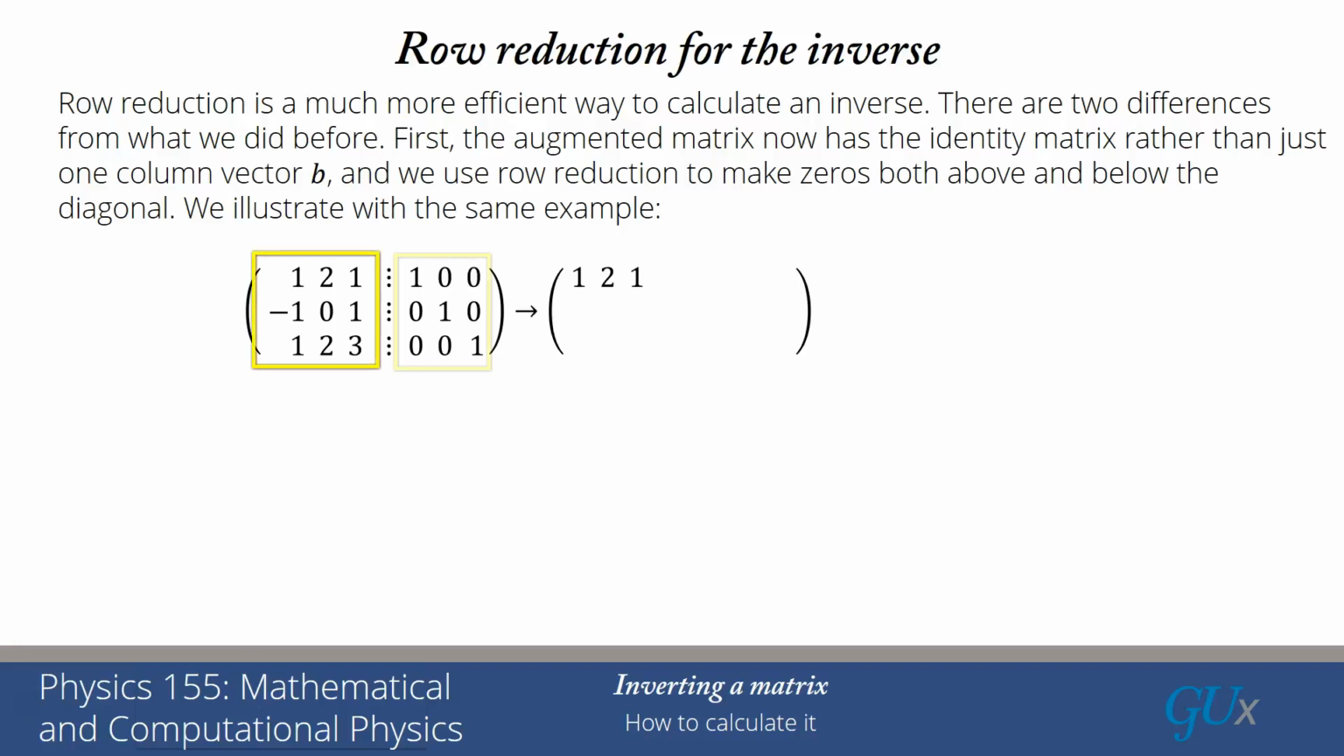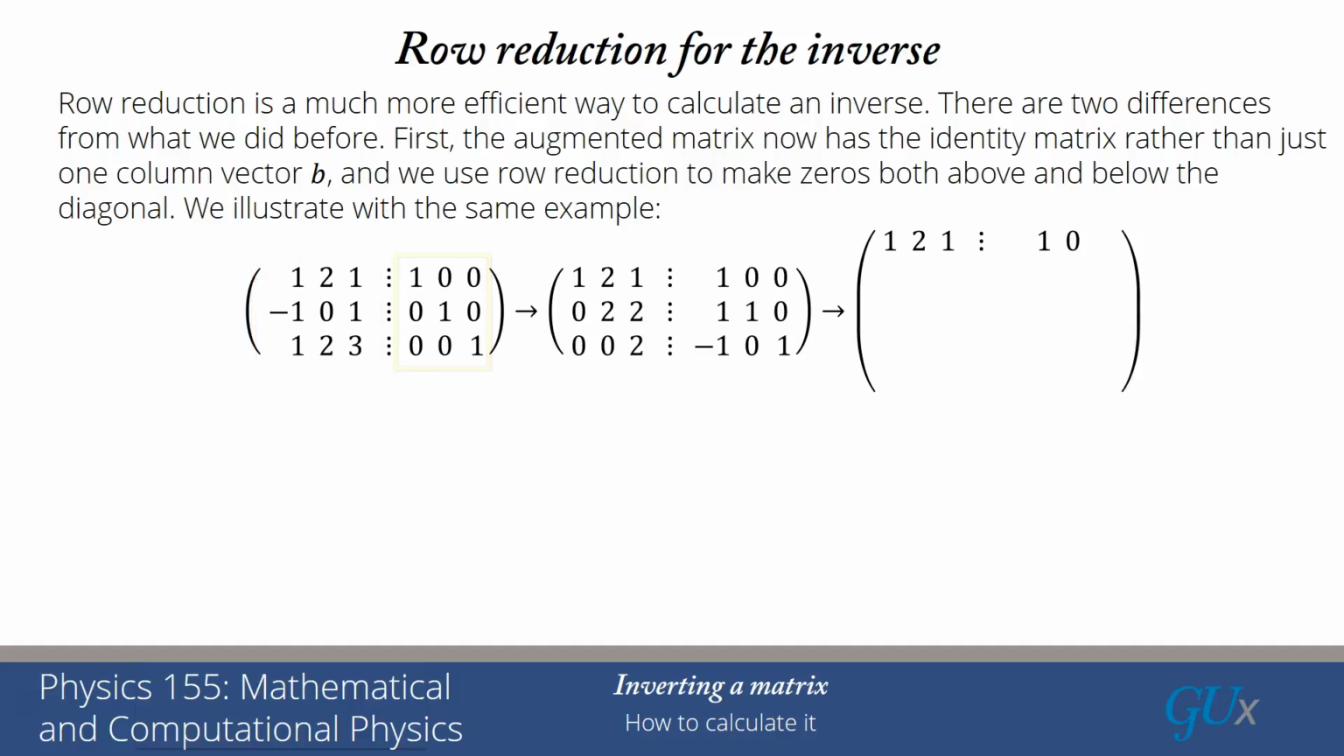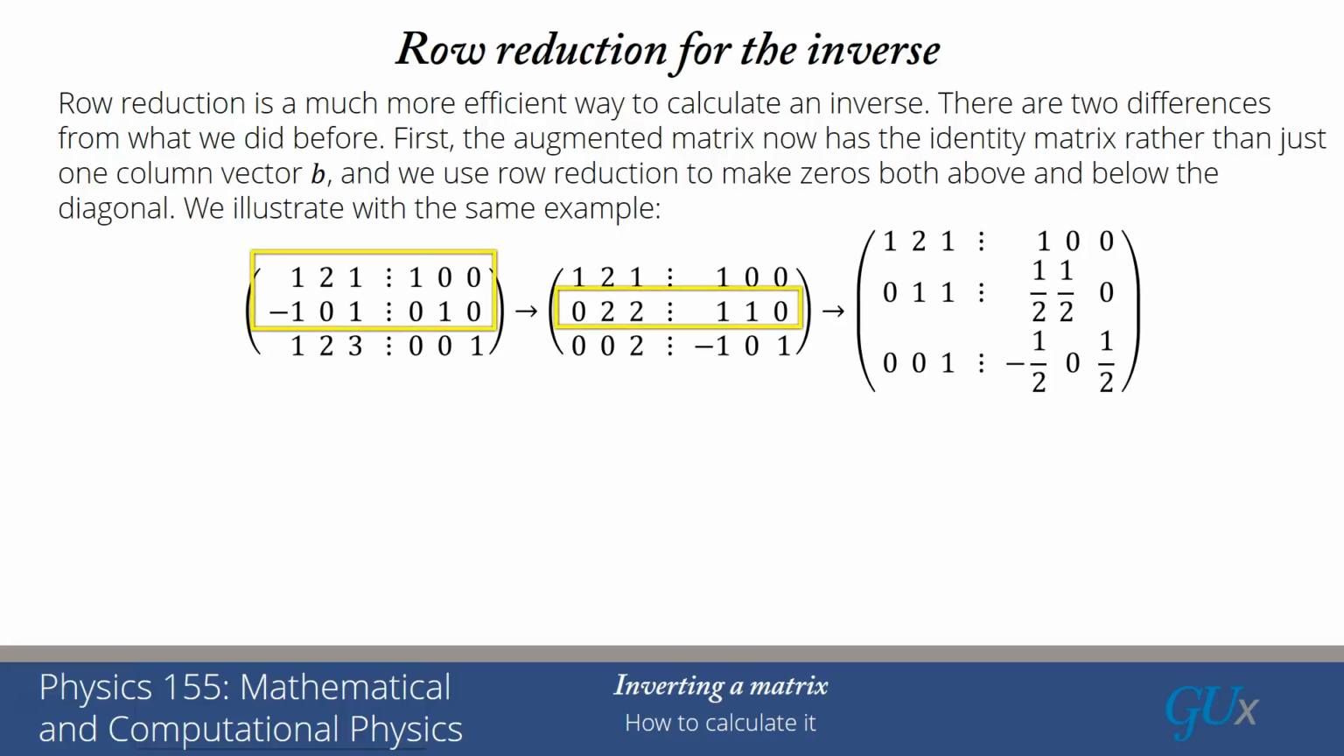We have the original matrix A on the left, we have the identity matrix on the right, and now I'm going to make zeros in the first column below, in the second and the third row. So I'm going to add the first row to the second row. That's going to give me 0, 2, 2, 1, 1, 0. I'm going to subtract the first row from the third row. That's going to give me 0, 0, 2, minus 1, 0, 1. Okay. Now it turns out we're really lucky in this case. We actually got a 0 as well in the third row, giving us this lower triangular set of zeros.